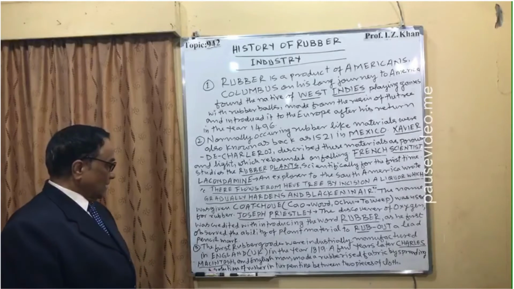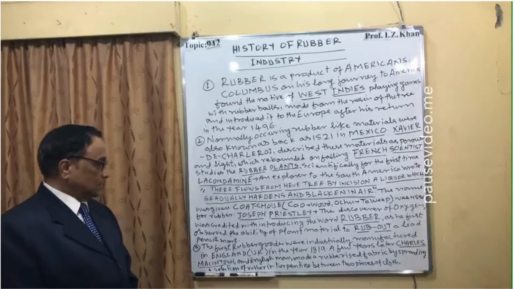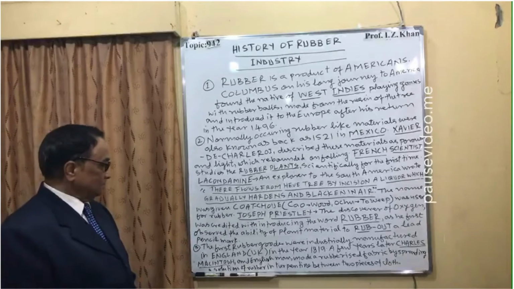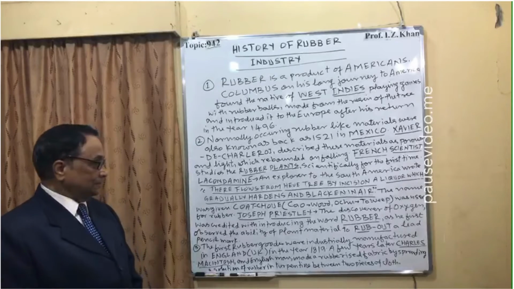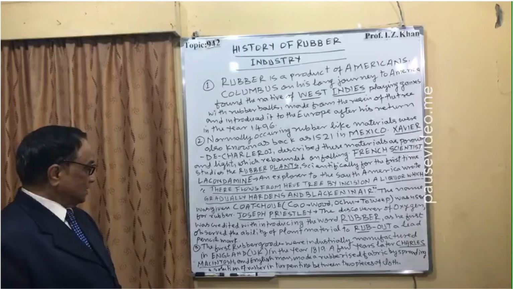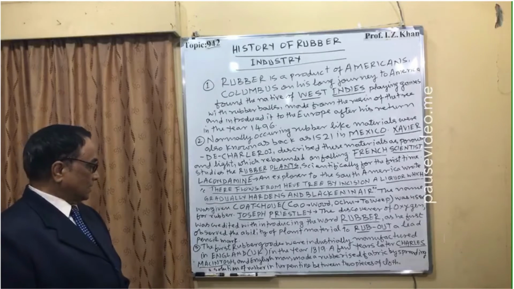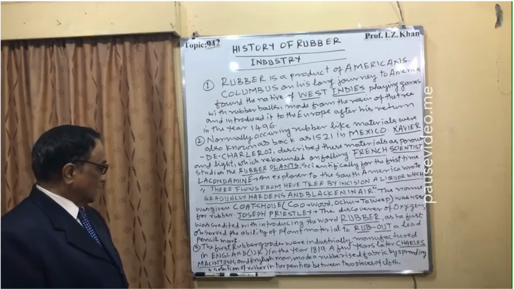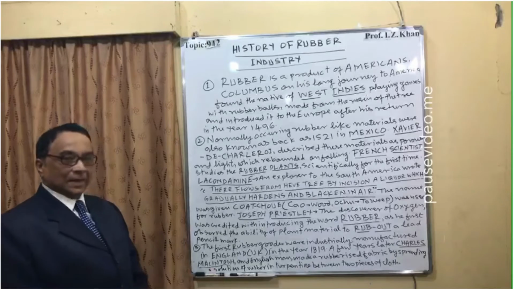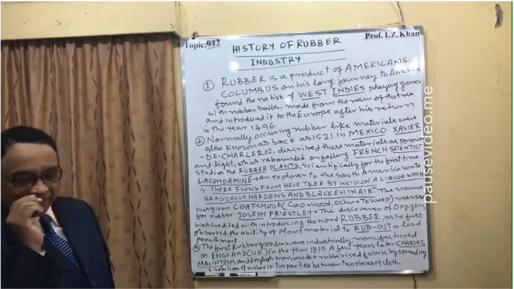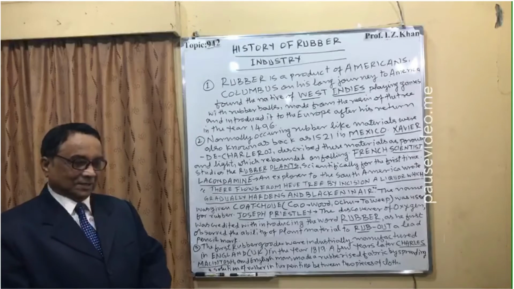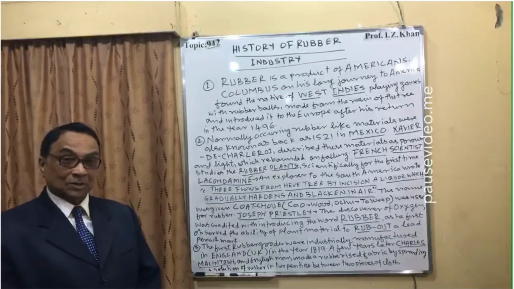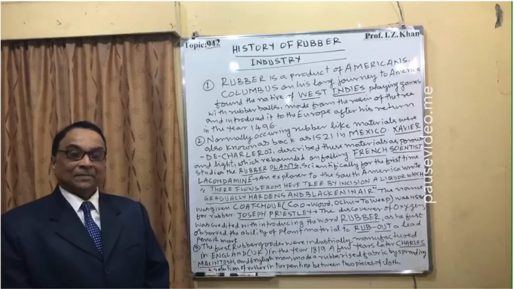Number 3, the first rubber goods were industrially manufactured in England, that is UK, in the year 1819. A few years later, Charles Macintosh, an Englishman. Actually here, I will tell you a very interesting thing. I visited London and interacted with them. Then I came to know the meaning of this word Englishman.